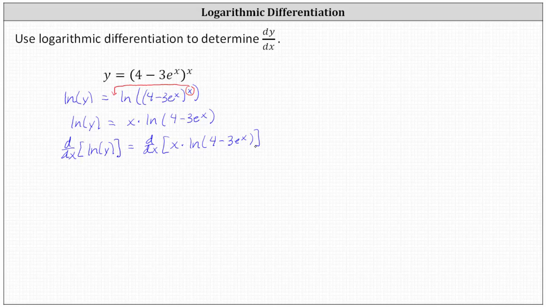Now going back to the left, to differentiate natural log y with respect to x, we do need to apply the chain rule. The derivative of natural log y with respect to x is equal to 1 divided by y times dy/dx.